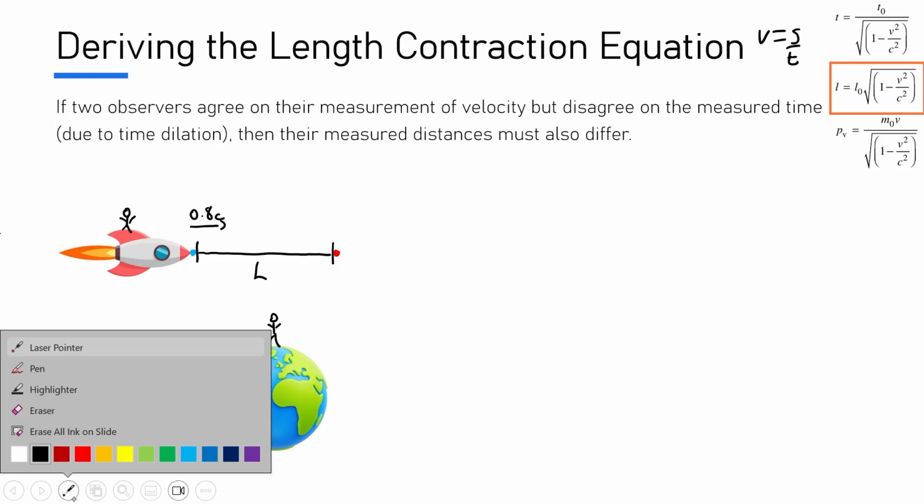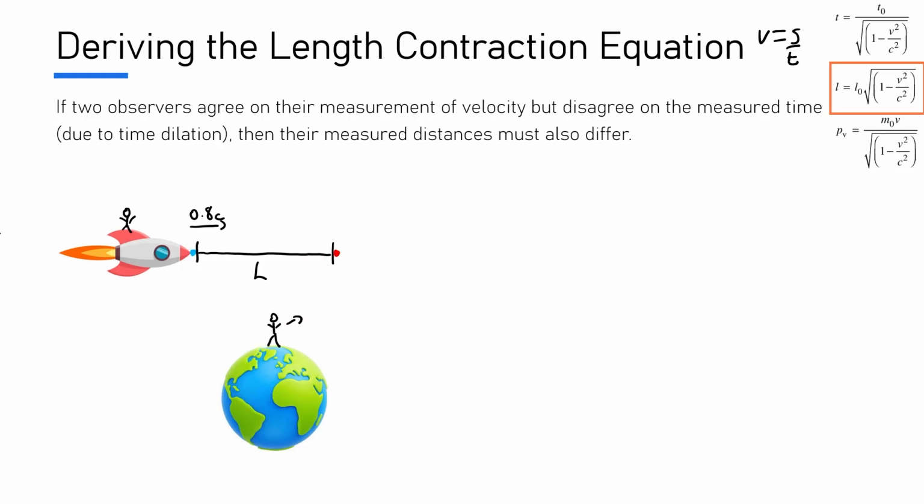Let's see if we can demonstrate this relationship. Now, interestingly, for the external observer, they're actually going to measure the proper length this time because they are in the same reference frame as the two markers. Unlike the rocket, they're not speeding past them.